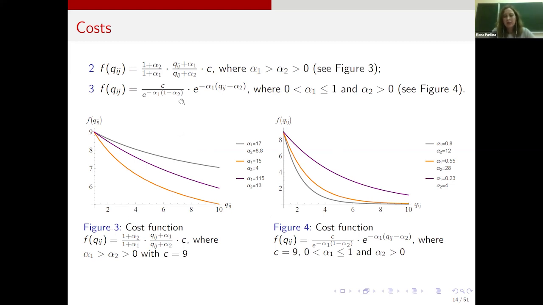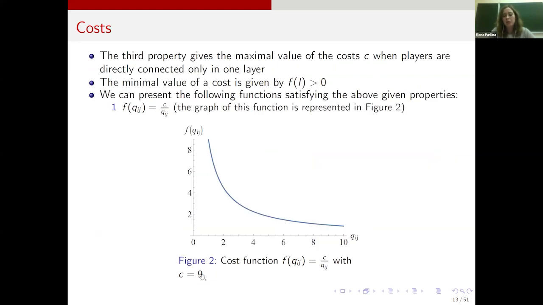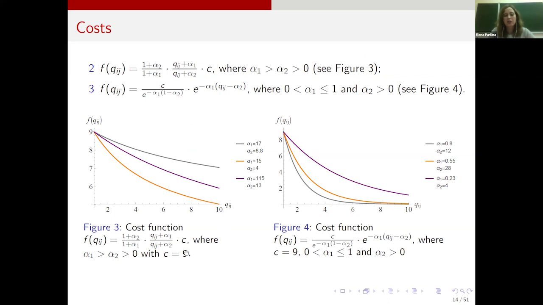This is the two-parametric function. The first function, we have this decay, and we have these two parameters. Of course, this is constant C and parameters alpha 1 and alpha 2. And here we represent the graph of this function for different values of these parameters with the same C as here, it was 9, and here you see the same value we started from.